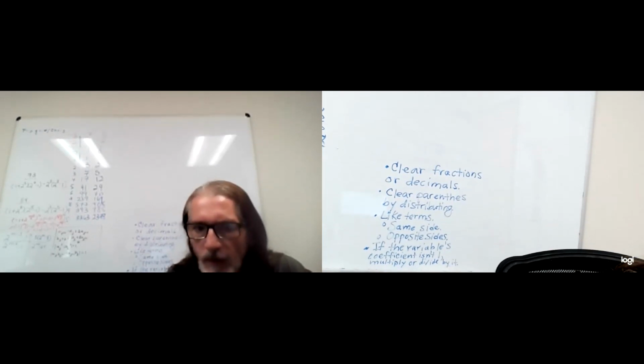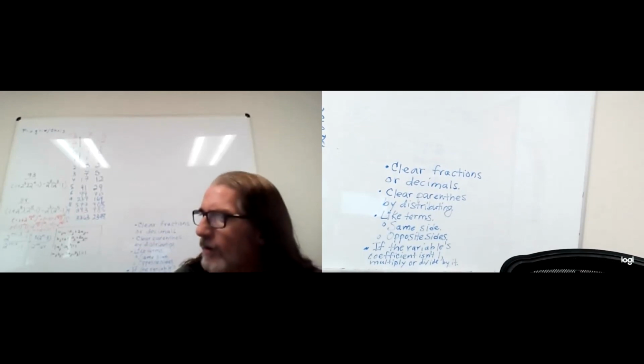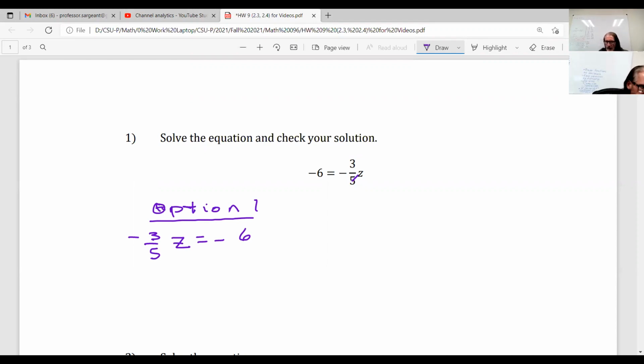The first one, following the directions of clearing of fractions first. So let's bring up the problem that we're going to take a look at here. There we go. All right. So, by the way, if you prefer to see the variable on the left-hand side, I'll write that. So since we have one fraction with a denominator of 5, we could multiply both sides by 5.